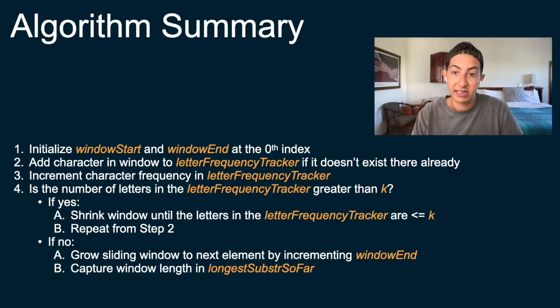Capture the window length in the longest substring so far, right? At that point, we have a substring with K distinct letters, or less than K distinct letters. So take the maximum of the window length at that given point and what we've seen so far as the longest substring so far. And then repeat from step 2. So that's the algorithm.